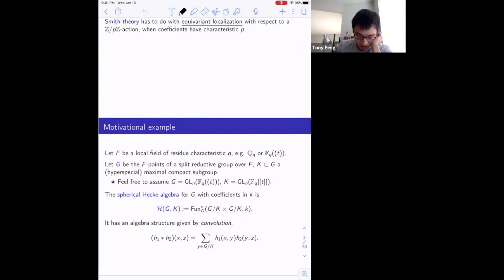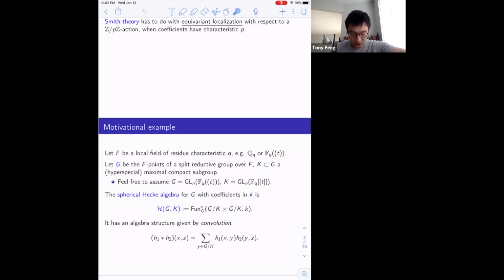So to set this up, I'm going to let F be some local field of residue characteristic Q, for example a finite extension of Q_p or Laurent series in F_q. And I'm going to let G be the group of F-points of some split reductive group over F, and K a hyperspecial maximal compact subgroup. Feel free to assume that G is GL_n of your Laurent series ring, and K is GL_n of the integral subring.